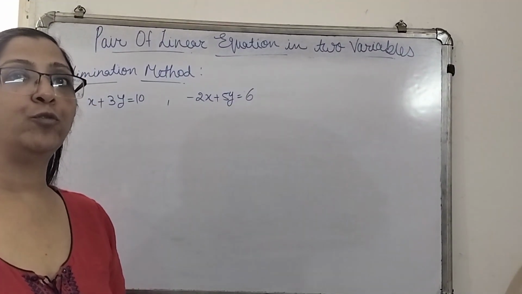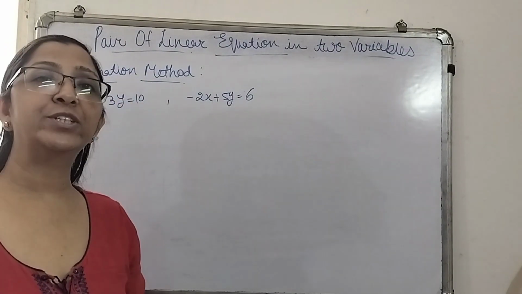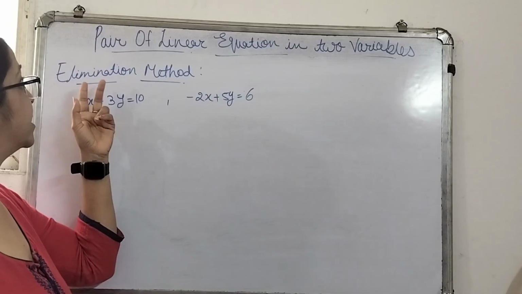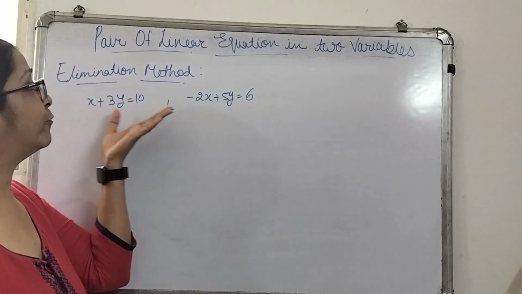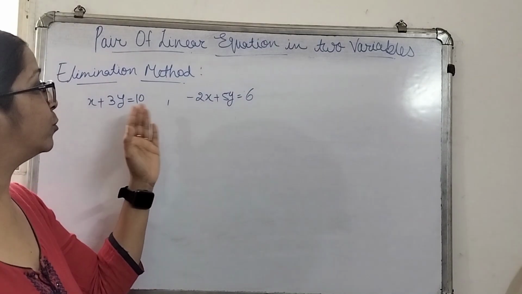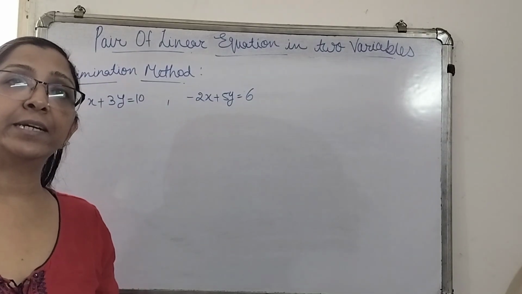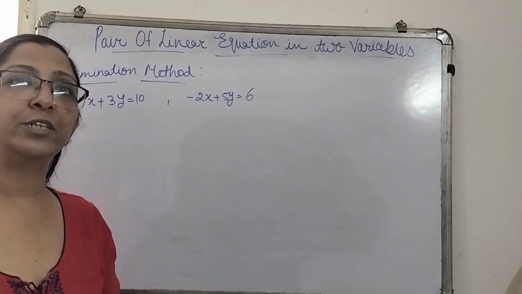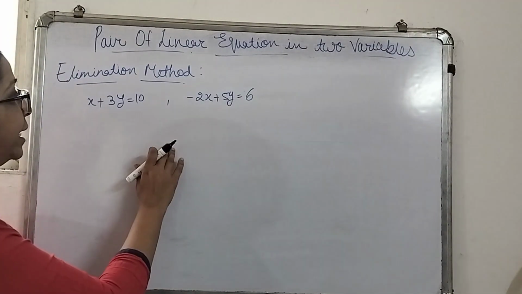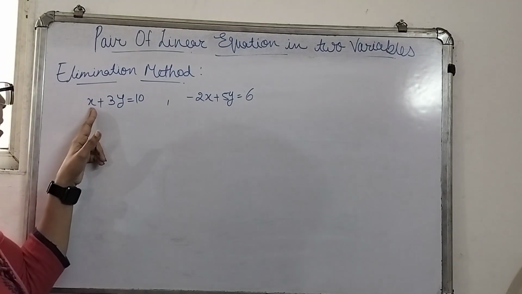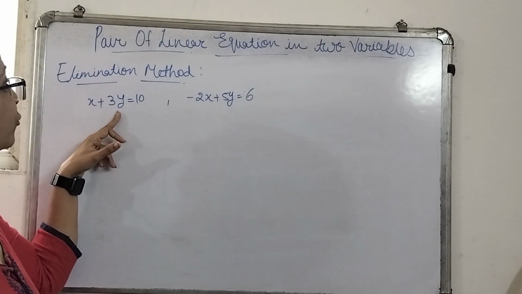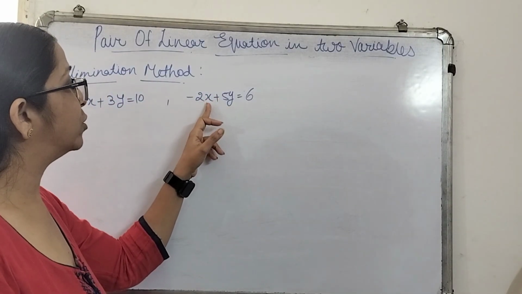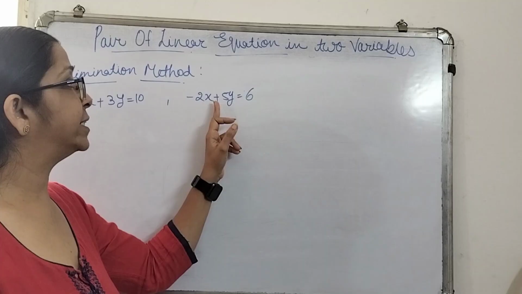Now let's see how to find solutions of a pair of linear equations in two variables using the elimination method. As the name suggests, elimination means we have to eliminate any one variable from both the equations, and then we will get an equation in one variable and we can solve it further for finding the values of both variables. How will we do that? Just see it. Over here we can see that the coefficient of x is 1 and the coefficient of y is 3 in the first equation. In the second equation the coefficient of x is -2 and the coefficient of y is 5.